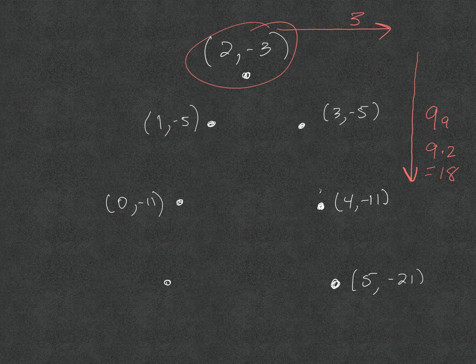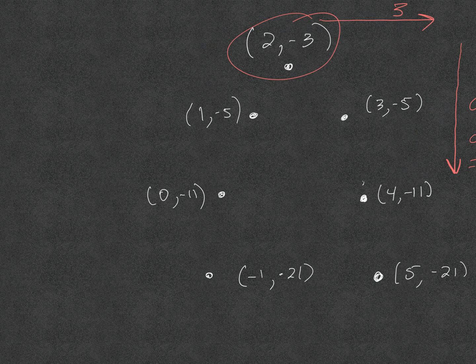Well, hey, these are symmetric, so I don't have to think about it. I know the y on the other side is definitely going to be -21. It's symmetric. There's symmetry here. In fact, there's a line of symmetry, and I'll go over that in another video. And then over 1 to the left from 0 is -1. And so we have all these points. We have 2, -3 is the vertex. 1, -5, 3, -5, 0, -11, 4, -11, -1, -21, 5, -21. And by the way, this connects as a parabola.